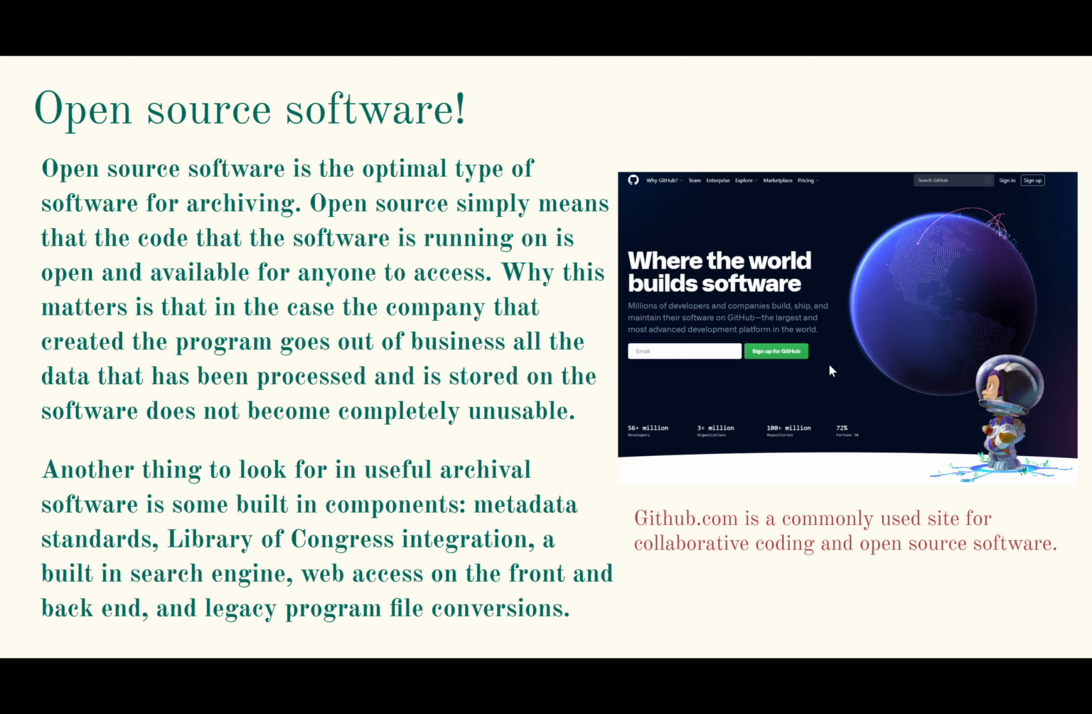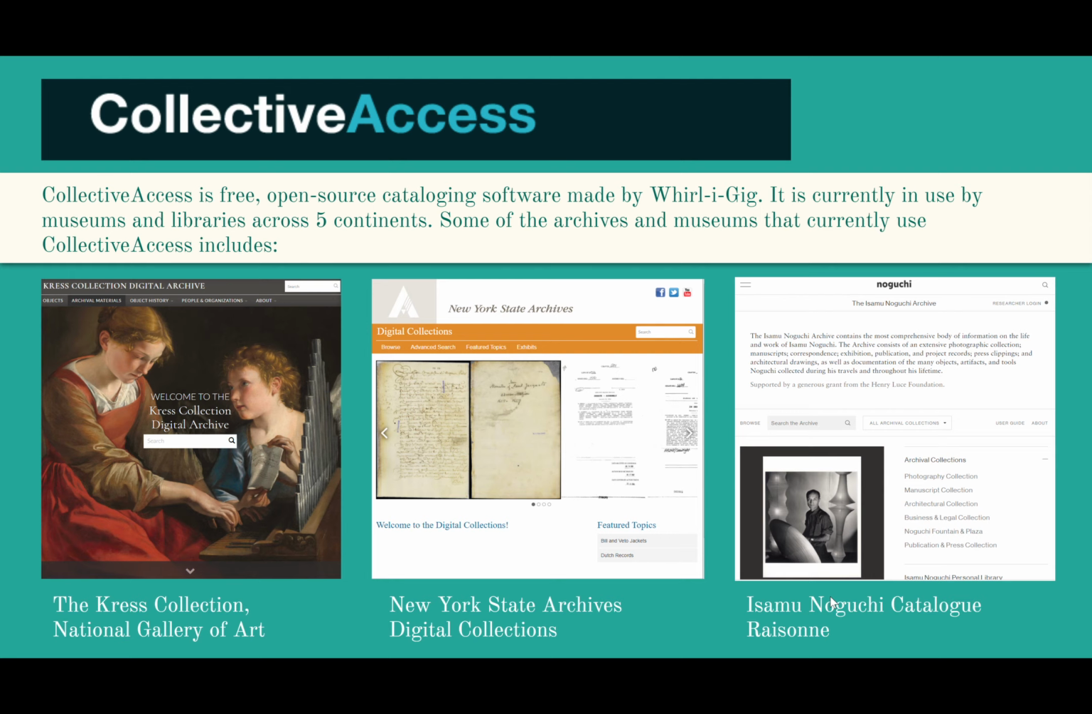And on the side over here, I just have a picture of GitHub. It's a commonly used site for collaborative coding and open source software. The program I found and have really liked is called CollectiveAccess. It's free open source cataloging software made by a company called Whirligig. It's currently in use by a lot of museums and libraries across 5 continents. There's a couple examples I have done here of places that have used them or using them currently. The Crest Collection, New York State Archives Digital Collections, and the Isamu Noguchi Catalogue Raisonné.